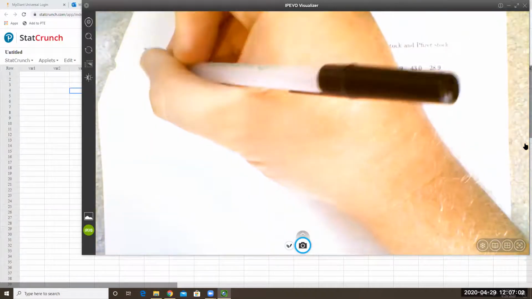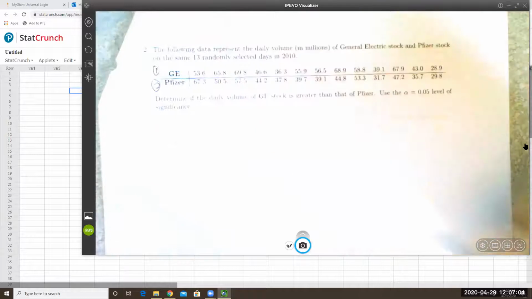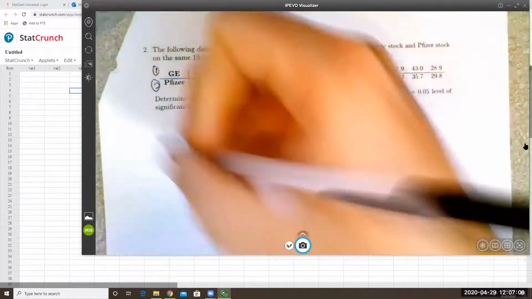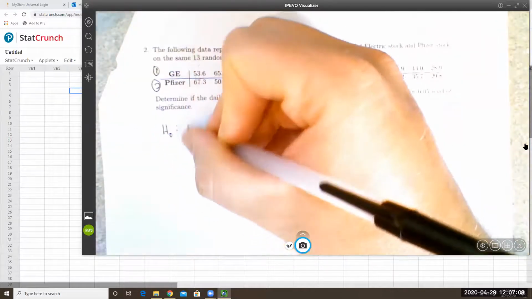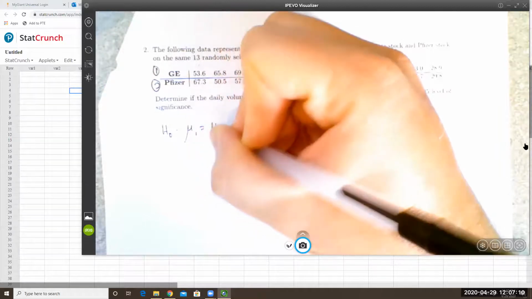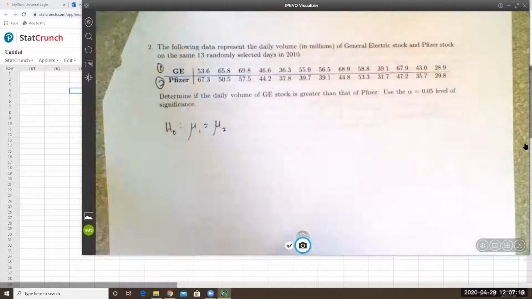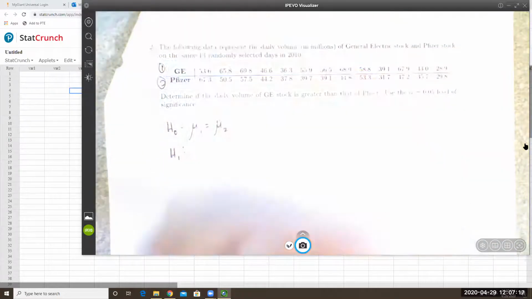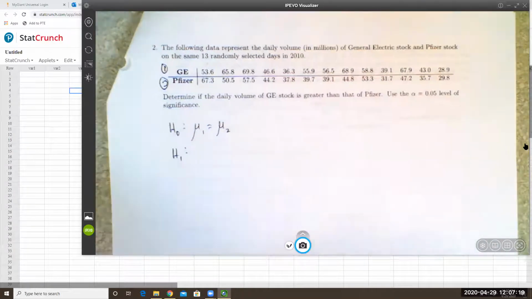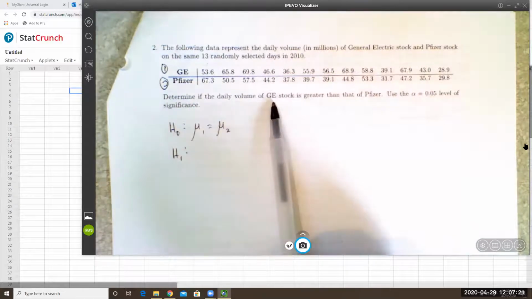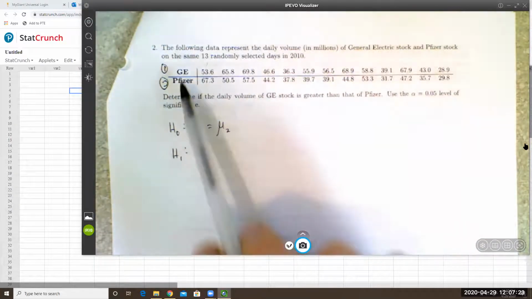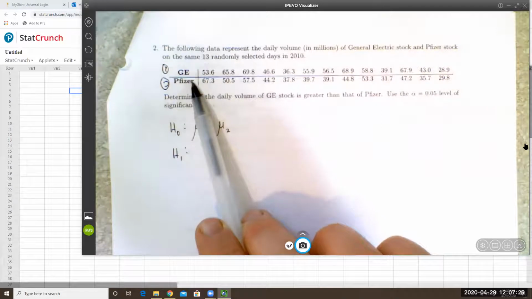I'm going to call the GE group Group 1 and the Pfizer group Group 2. So the null hypothesis is that the means are the same, right? They perform the same on the stock market. They have the same daily volume, right? The alternative is the thing that we're trying to test. We want to see if the daily volume of GE stock is greater than that of Pfizer. So we want to know if GE is bigger than Pfizer, mu1 bigger than mu2.